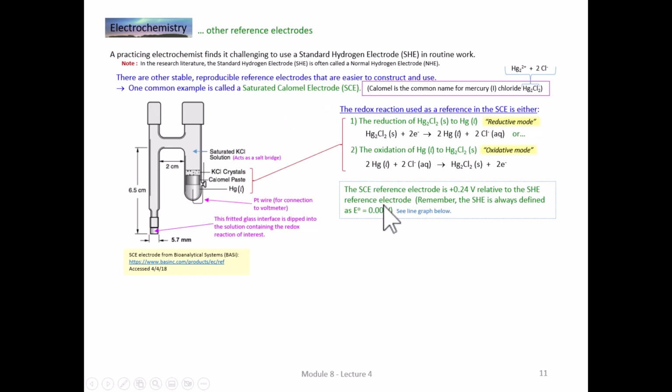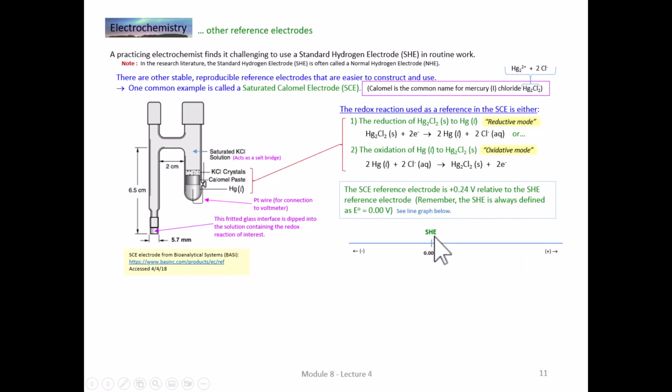The saturated calomel electrode, the SCE, is actually 0.24 volts positive of the standard hydrogen reference electrode. Remember, even if we're using a different reference electrode in the lab, the standard hydrogen electrode, when we refer to it, is still defined as exactly 0. Hopefully this line graph will help. Here's a line. This is supposed to be voltage, positive voltage to the right, negative voltage to the left.